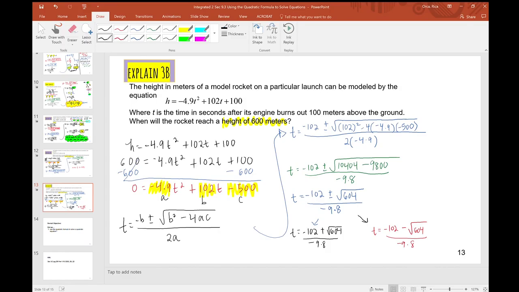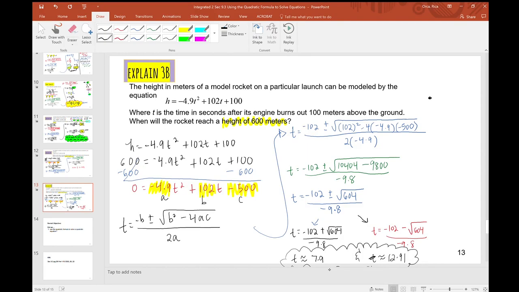And when you type these into your calculator, you will get t is approximately 7.9 and t is approximately 12.91. And these are our solutions. Notice how we have two solutions, one at 7.9 and the other one at 12.91. That's not a mistake. So what happens is the rocket actually reaches 600 meters at two different times.